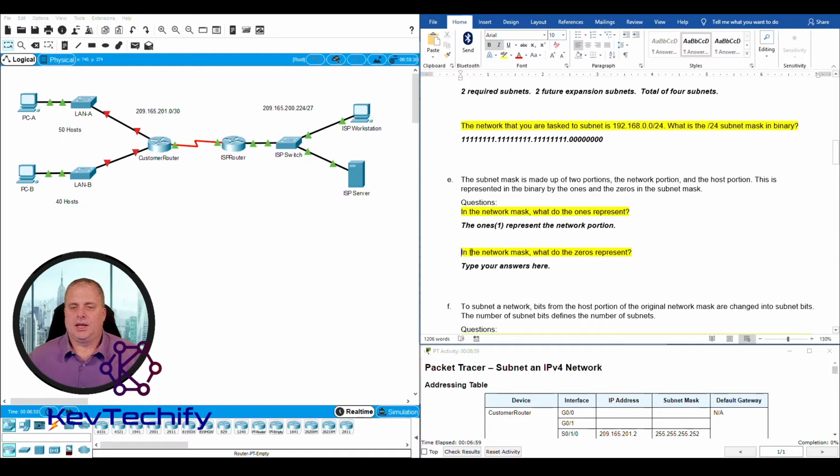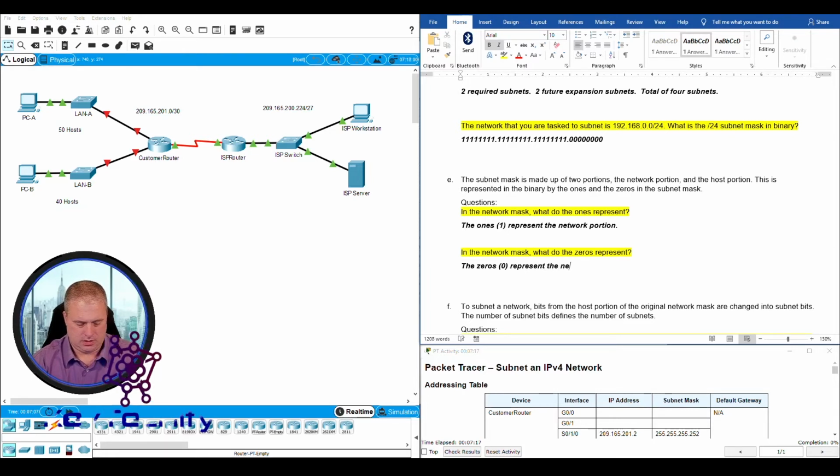Next question. In the network mask, what do the zeros represent? The zeros represent the last part, the host portion. Represent the host portion.